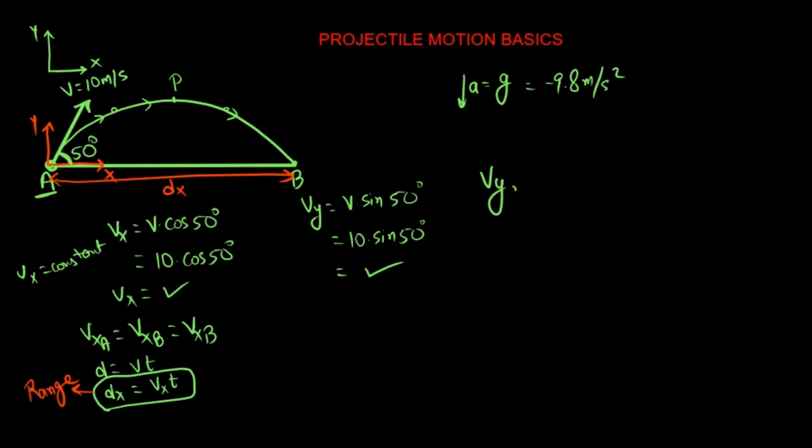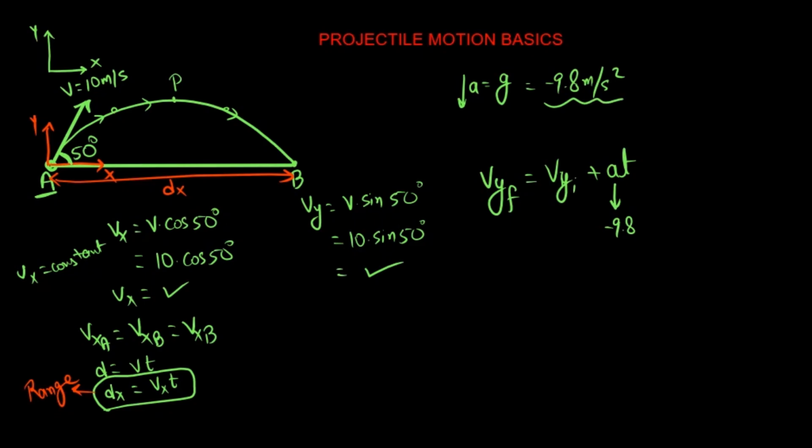If you do this, v final in the y direction equals v initial in the y direction plus acceleration multiplied by time. This acceleration would be minus 9.8. And you can use the other equations of motion in the y direction as well. In every case, you will have to use a as minus 9.8 meters per second squared. These are the basics of projectile.